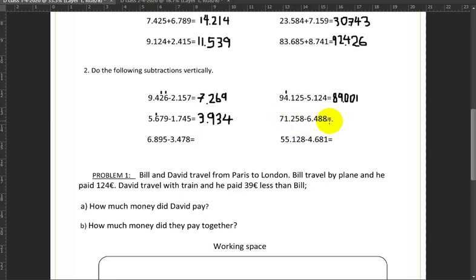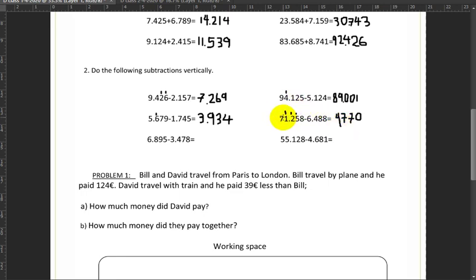Then we move on to 71,258 minus 6,488. So I say 8 take away 8 makes 0. 5 take away 8 I can't do, so I borrow. And I say 15 take away 8, which makes 7. Then I do 2 take away 5, not 4, because I just borrowed. But I can't do 2 take away 5, so I'm going to do 12 take away 5, which makes 7. And then I want to do 1 take away not 6, because I just borrowed, so 7. But I can't, again, because 1 is less than 7. So I do 11 take away 7, which makes 4.